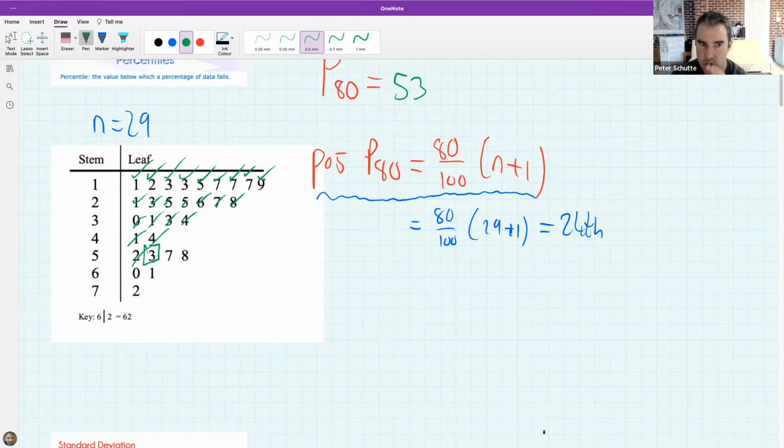Notice there are two distinct parts with percentiles. First, finding the position of the percentile in the list. In this case, it was the 24th position. Then I had to count to the 24th position. I guess it would have been easier to go backwards from 29, but whatever. And then you get the value of the 80th percentile. In this data set, the value is 53.